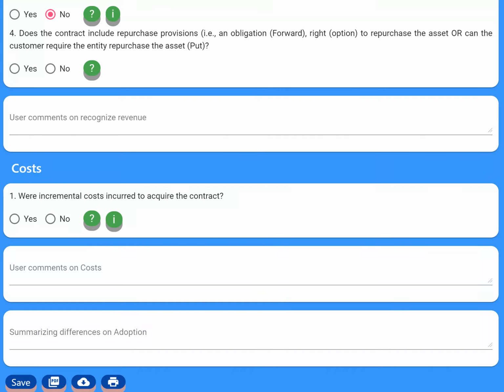We're going to pause at this moment because this next section talks about repurchase provisions, and there are some complications associated with this, so we'll pick that up in the next video.